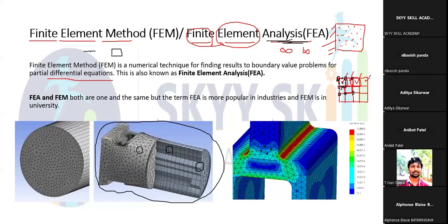In 1D, your element shape is only one, that is the line. But in 2D, that is your area element, the shape can be of two types. One is your triangle, and another one is your quad.